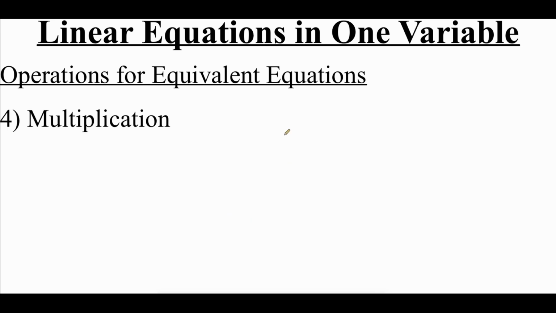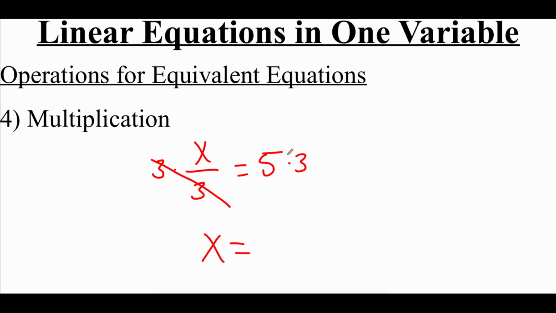Multiplication is another operation that will result in equivalent equations. So let's say we had x over 3 equals 5. This fraction, x over 3, really means divided by 3. So in order to get rid of divided by 3, the opposite of that is multiplying by 3. And again, whatever you do to one side, you have to do to the other side. So we have to multiply the right-hand side by 3 as well. On the left-hand side, the times 3 and divided by 3 cancel out, so we get x equals. And on the right-hand side, 5 times 3 is 15.